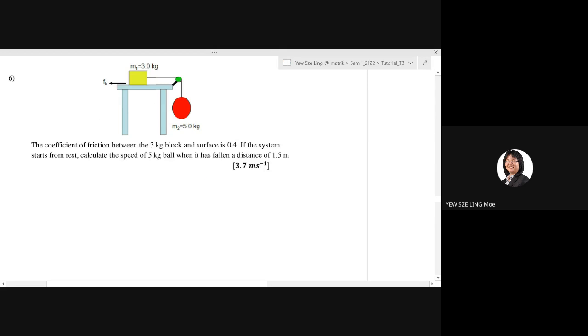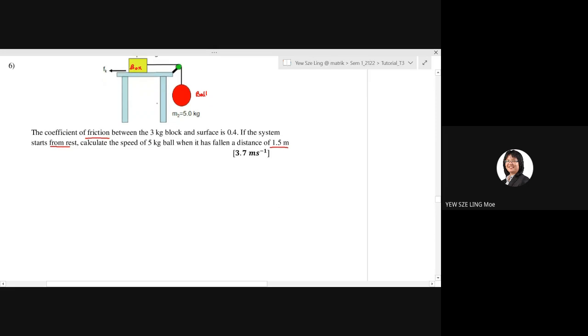The coefficient of friction between the 3 kg block and the surface is 0.4. Not only does it involve two objects, it also experiences energy loss. The yellow color object, I'm going to call it the box, and this one I'm going to call the ball. If the system starts from rest, calculate the speed of the 5 kg ball when it has fallen a distance of 1.5 meters. This question doesn't tell you whether this 1.5 meters is the distance between the ball and the ground or not, so you cannot assume it has reached the ground yet.